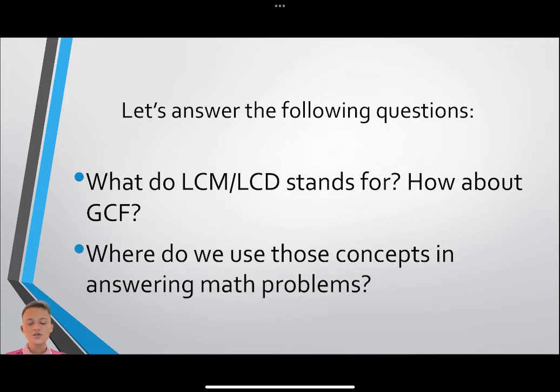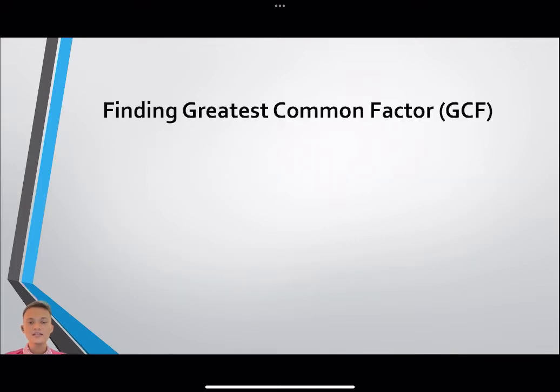Next question, where do we use those concepts in answering math problems? So we are using this in the operations of rational numbers and even whole numbers. Let us talk about finding the greatest common factor, or GCF.